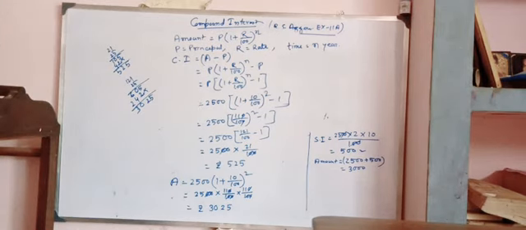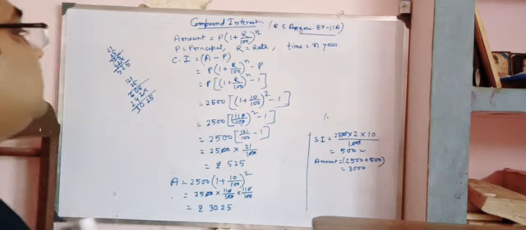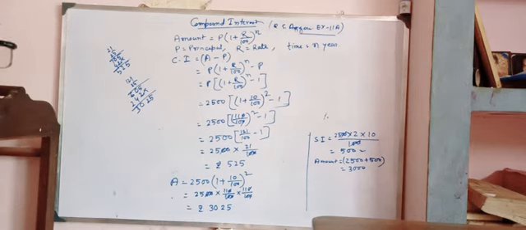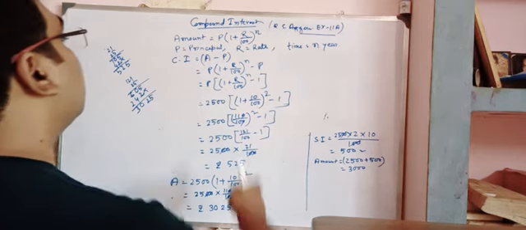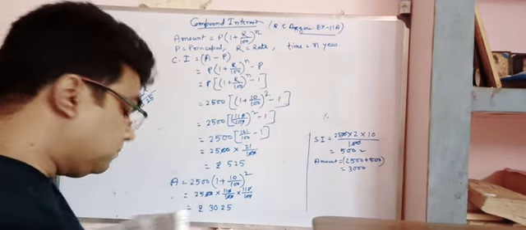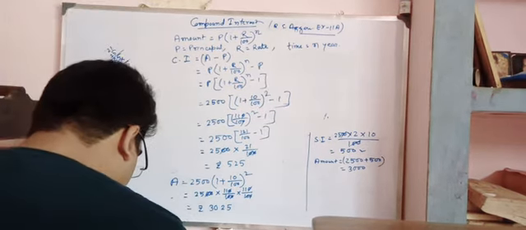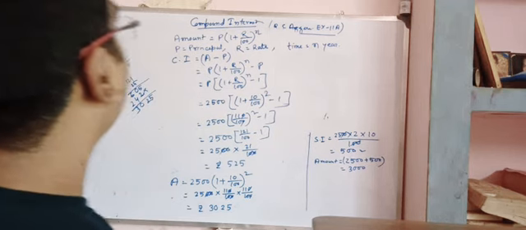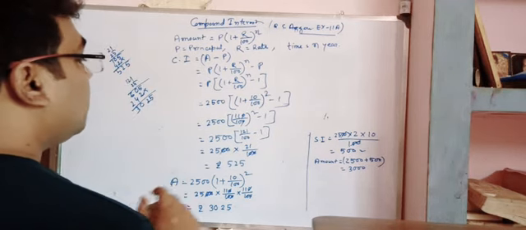So this is my direct formula for finding the compound interest and the amount of a certain sum, a certain principal, at a certain period of time. Okay. Let us do one more. Hope you are understanding that.